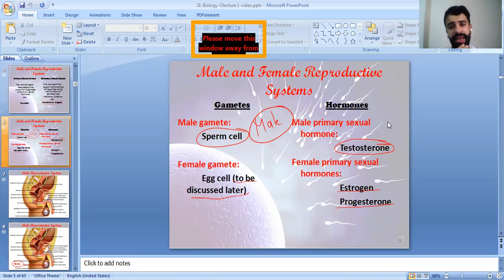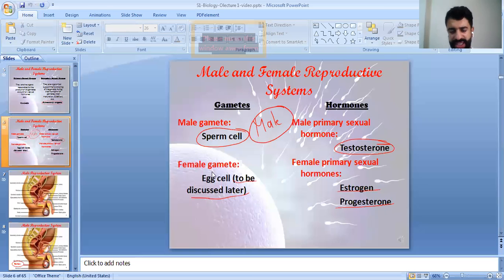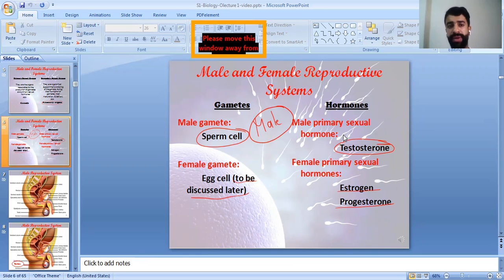In the male and female reproductive system, we have the male gamete, called the sperm cell, and the female gamete, called the egg cell. We will discuss this later, as it has another name other than the egg cell. Hormones: in males, the primary sexual hormone is called testosterone. The female primary sexual hormones are called estrogen and progesterone. So here you have to know that the primary male sexual hormone is testosterone, and the female has estrogen and progesterone, so two hormones for the female.